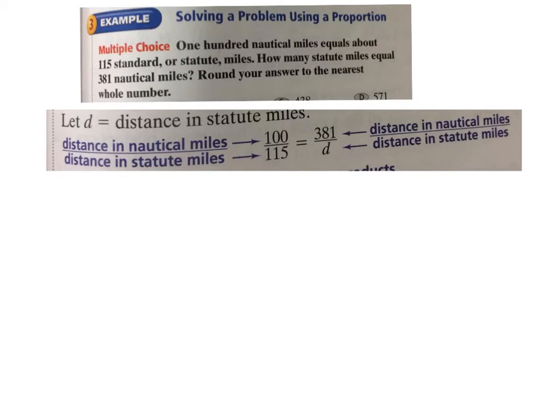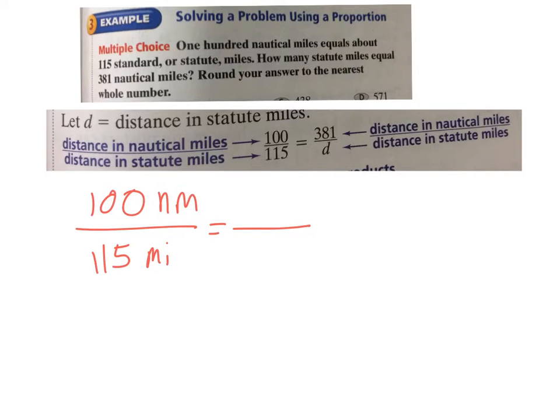So we can set this up like a proportion. So we know that 100 nautical miles is the same as 115 regular miles. We also know that we're going to try to convert 381 nautical miles into I don't know how many regular miles. So notice here, nautical miles is across from nautical miles, regular miles is across from regular miles. That's why it looks so different from the ones we just did. Remember we had to do diagonal for conversions? This is another way of doing single conversions and not having to do that whole cross-canceling thing.